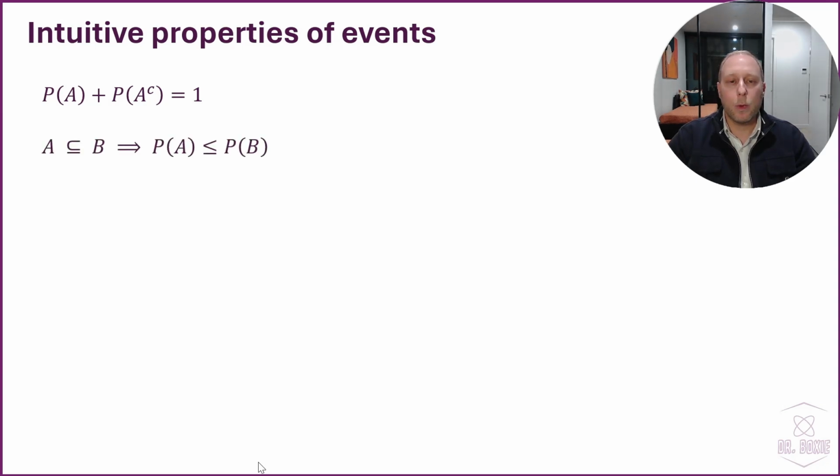Secondly, whatever events A and B are, if A is included in B, if A is a subset of B, then the probability of A happening is less than or equal to that of B.